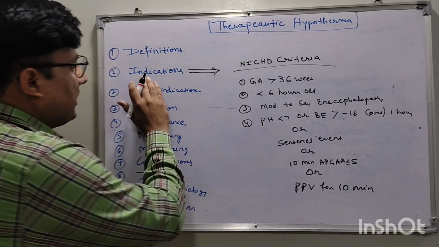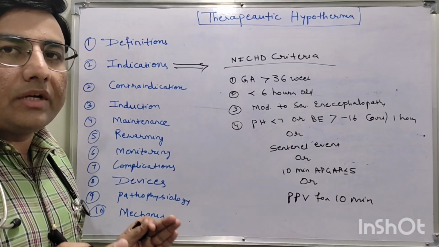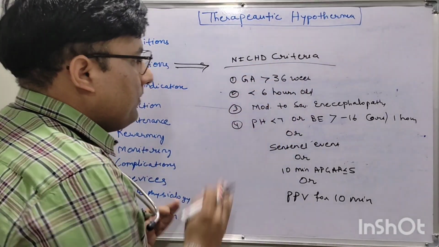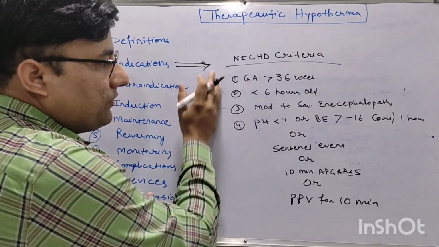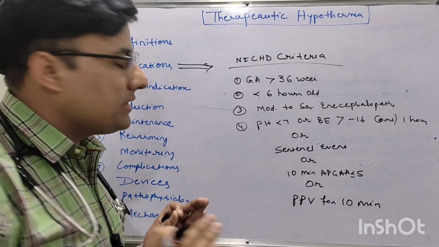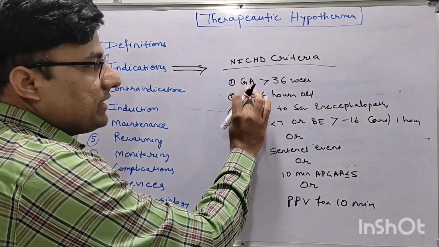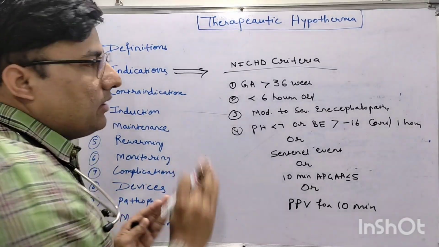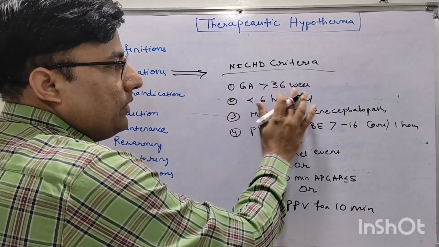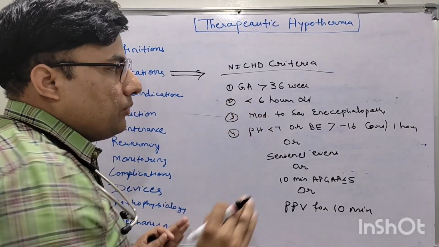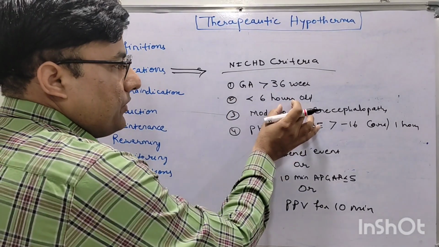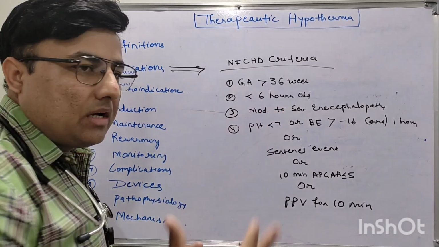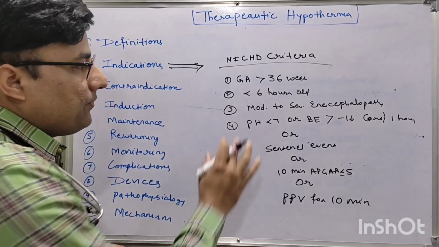Now coming to the indications of therapeutic hypothermia for perinatal asphyxia. According to NICHD criteria, four criteria are there. These four criteria should be fulfilled before starting therapeutic hypothermia. First, gestation age of the baby should be more than 36 weeks. This is not indicated for preterm babies. Age of the baby should be less than 6 hours. For a baby more than 6 hours old, it is not indicated, because after 6 hours secondary energy failure starts.